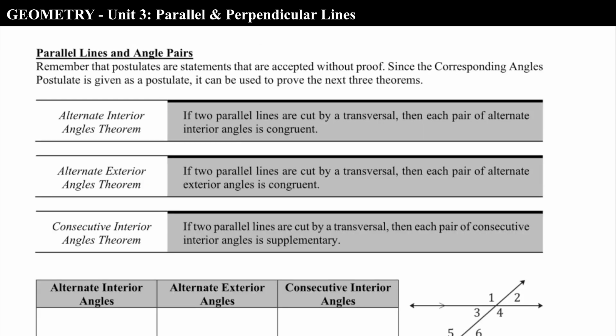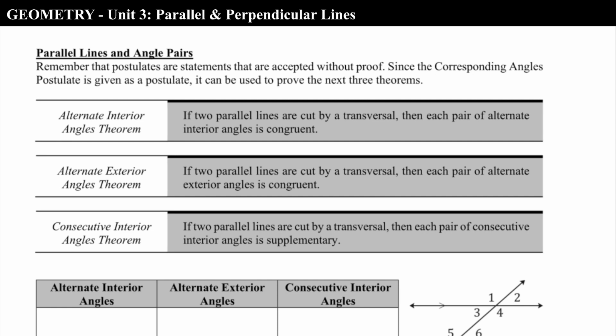Now, there are a few other theorems that I want to bring up. Now, we have the alternate interior angles theorem. If two parallel lines are cut by a transversal, then each pair of alternate interior angles is congruent. If two parallel lines are cut by a transversal, then each pair of alternate exterior angles is congruent. That's the alternate exterior angles theorem. So basically, if you have alternate interior or alternate exterior angles, those two angles are congruent to each other.